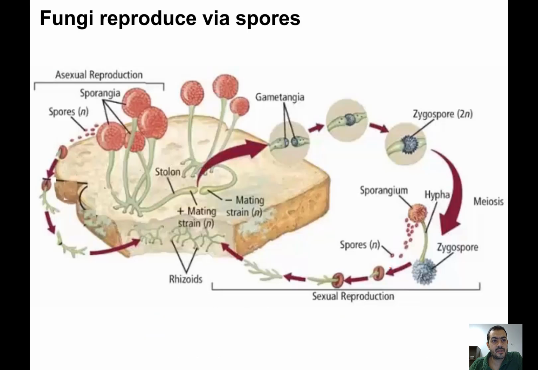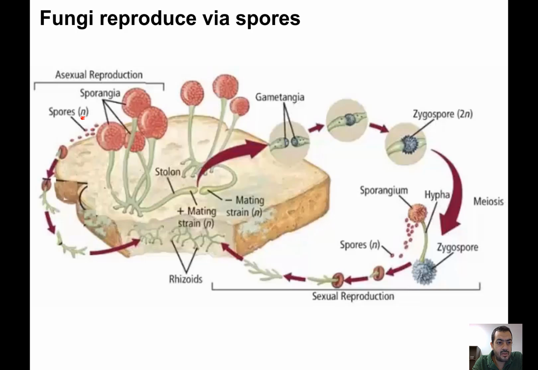Okay, so let's move on to the fungi reproduction. And as we said, fungi reproduce through the formation of spores. This can happen either asexually or sexually. So on the left hand side, we can see the asexual reproduction. What you can see here, this N refers to haploid organisms. So the spores in this case are haploid.